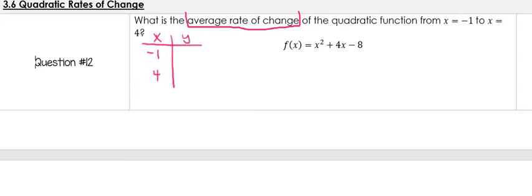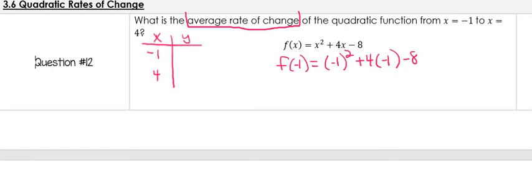So I'm going to start by taking my function and evaluating it at -1. That means I plug in, or substitute in, -1 everywhere that I see x. And this is just function notation. It's just a fancy way of finding y at -1.